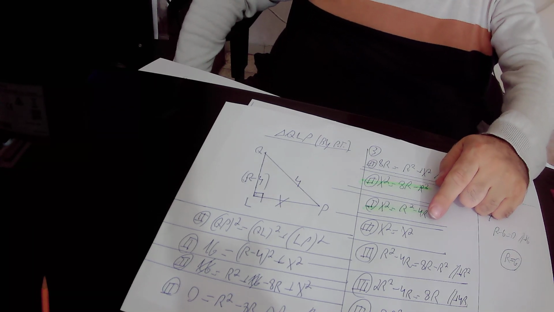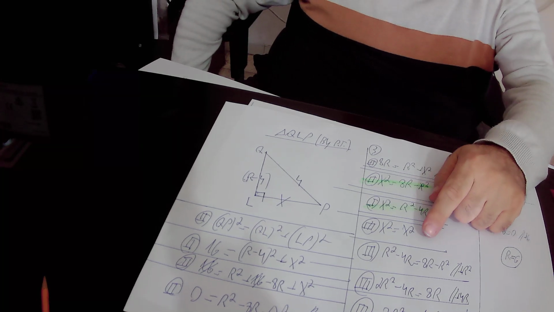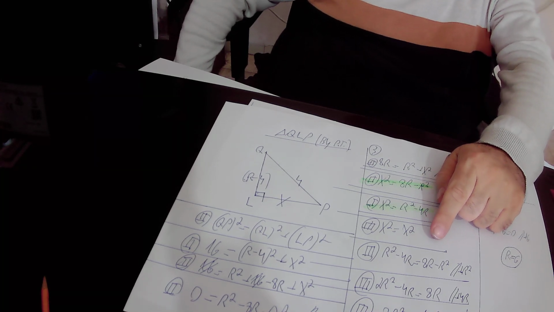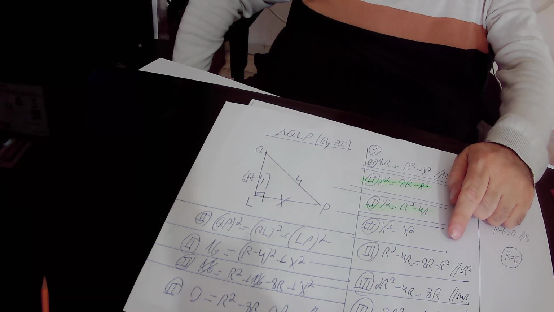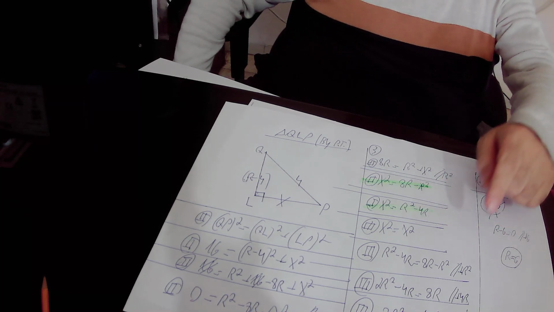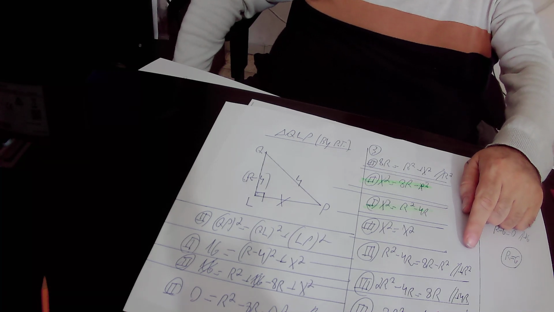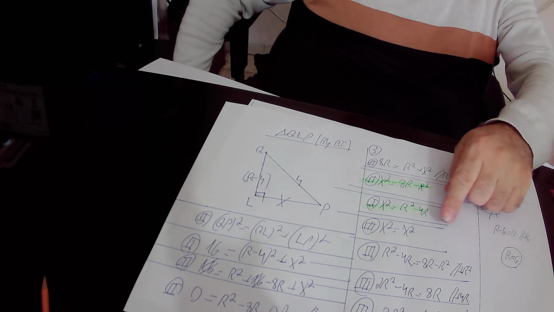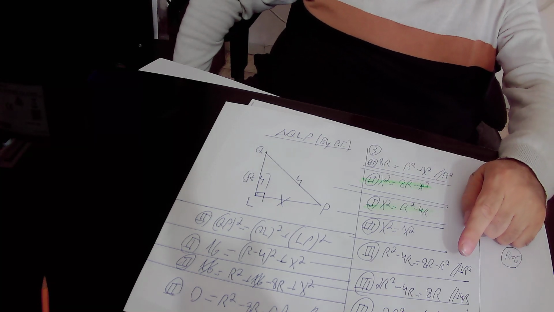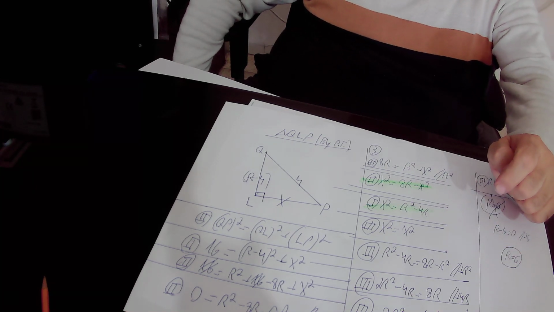X square according to equation number 1 is R square minus 4R, and it must be equal to X square according to equation number 2, that is equal to 8R minus R square. So here we added R square from this equation to this equation, equation number 3. And we found out that R square plus R square is 2R square minus 4R, that is equal to 8R.